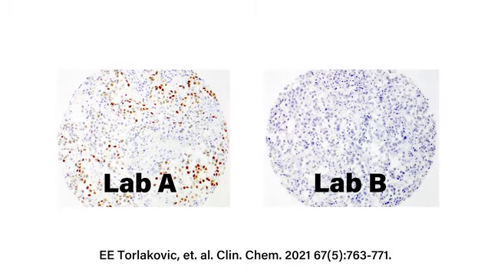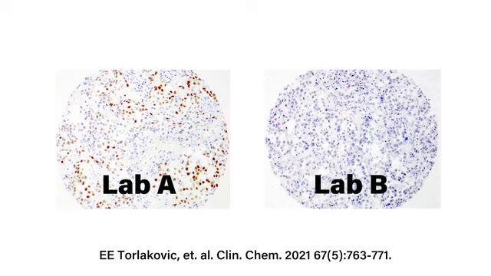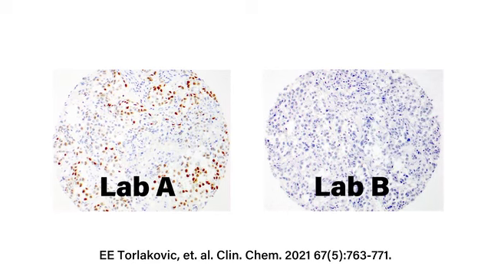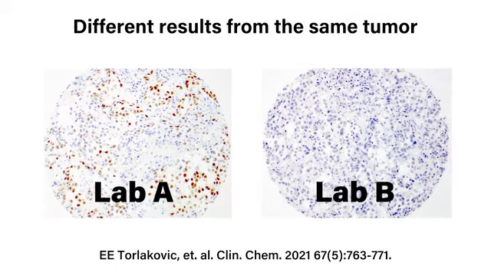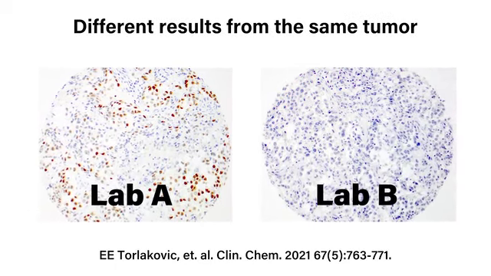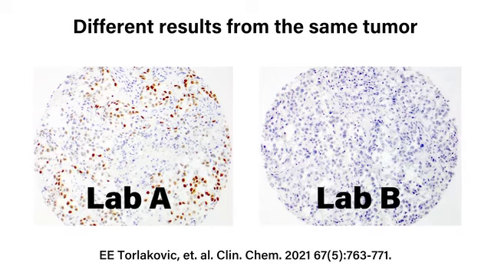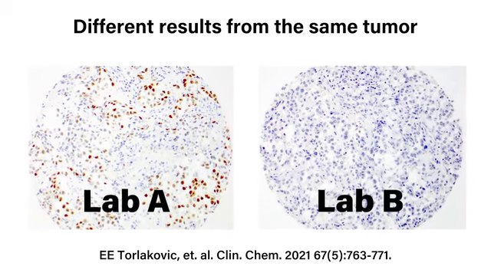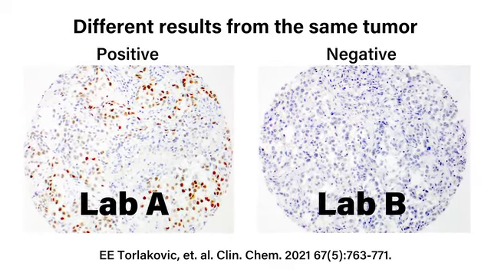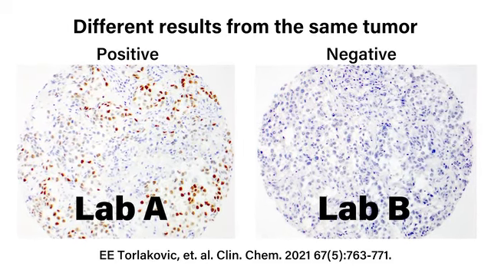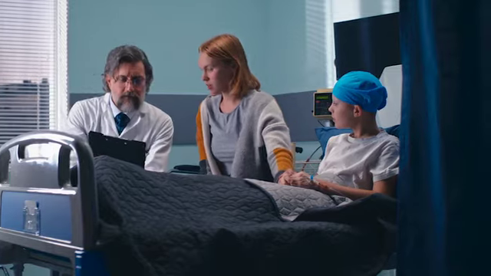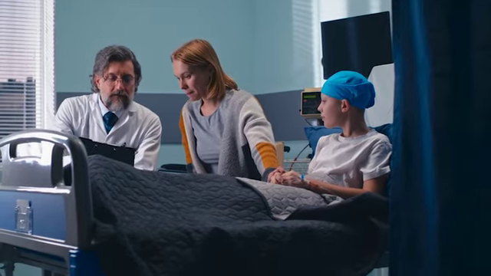In this published example, you can see serial sections of a breast carcinoma as it appears under the microscope. The sections were stained for estrogen receptor at 2 different hospital laboratories as part of a national proficiency testing survey. As you can see, Lab A shows lots of positive tumor cells stained brown, whereas Lab B shows none. Different test results on the same patient sample that lead to different cancer treatments.